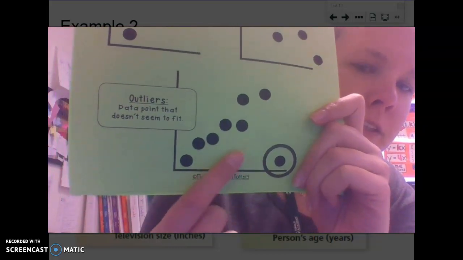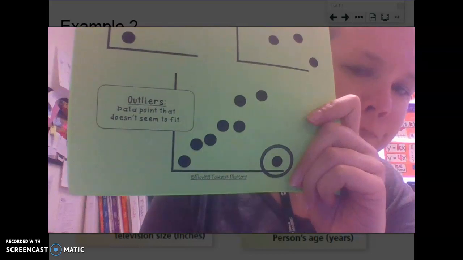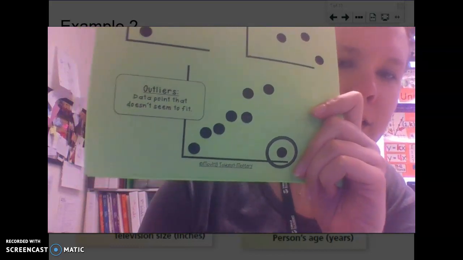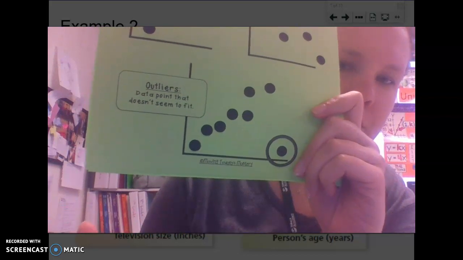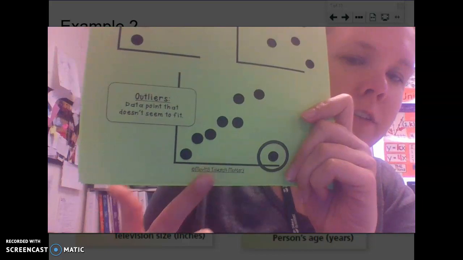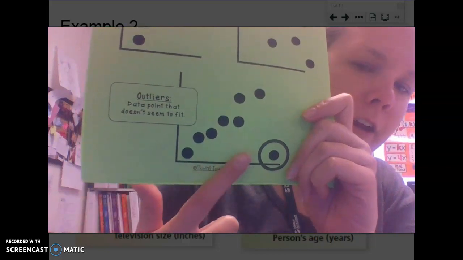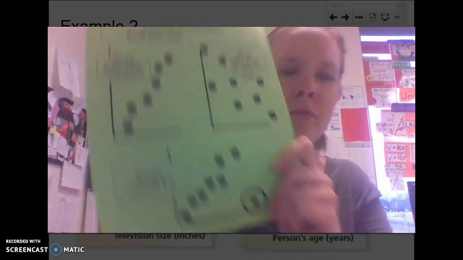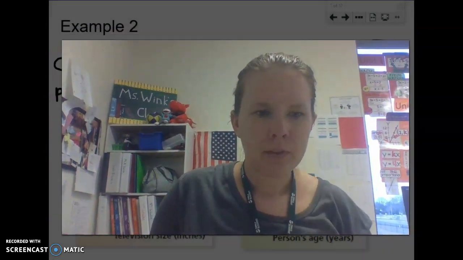So for the most part, this is a linear association. Like I said, it's a linear positive association, and it looks to be strong. But all of a sudden you get this one little guy over here who just doesn't want to join the rest of the group. All right? So we'll move on to talking about that in just a sec.